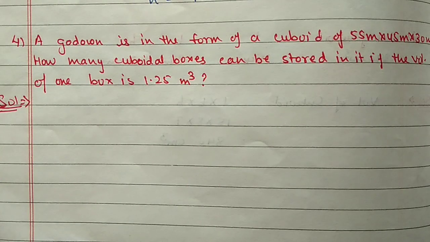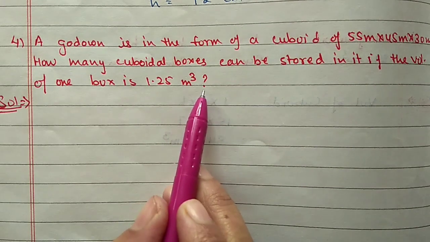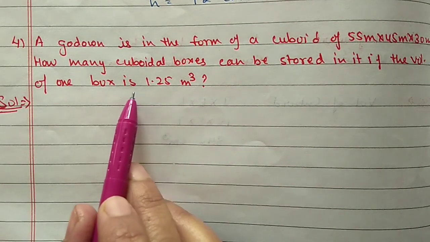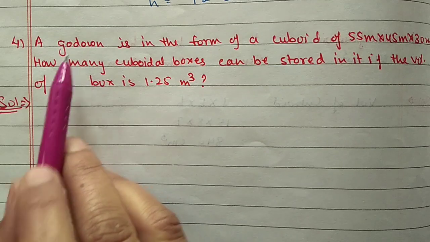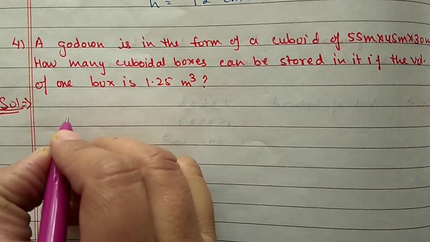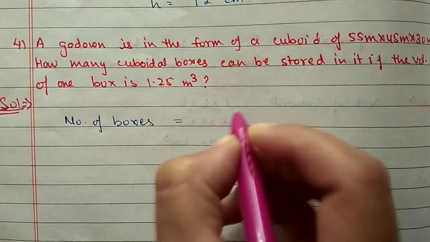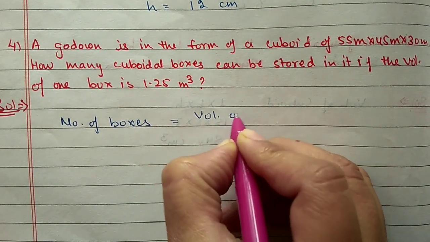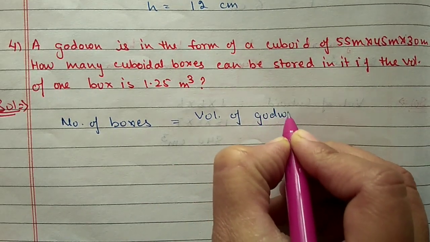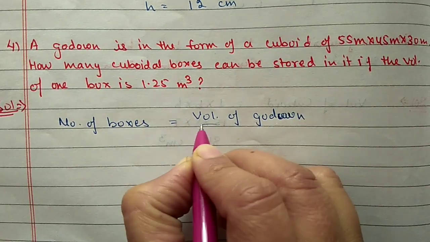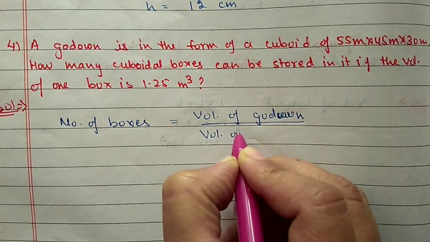Next we have question number 4. A godown is in the form of a cuboid of 55 into 45 into 30 meter. How many cubical boxes can be stored in it if the volume of one cube box is 1.25 meter cube? So we have to find out here the number of boxes, how many we can keep in this godown. So number of boxes is equal to volume of godown divided by volume of one box.